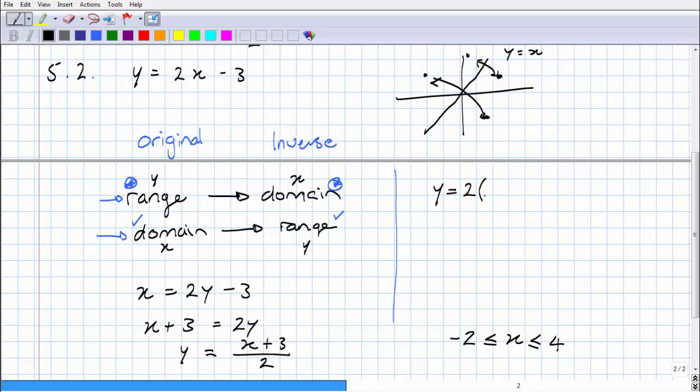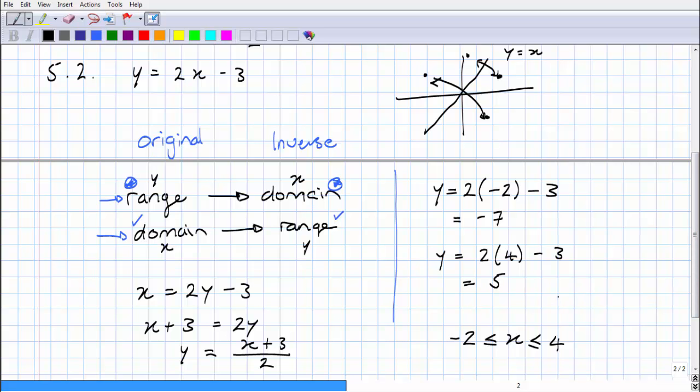we can plug in the extreme points, -2, -3, and we can get -7. That's the one limit. And the other limit is 4 - 3, and 8 minus 3 is 5. So the range of this is between -7 and 5. So the domain of the inverse must be between -7 and 5.